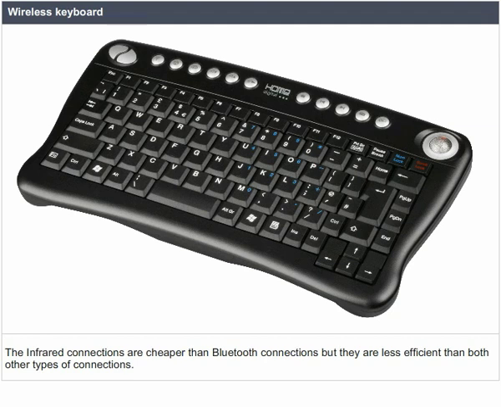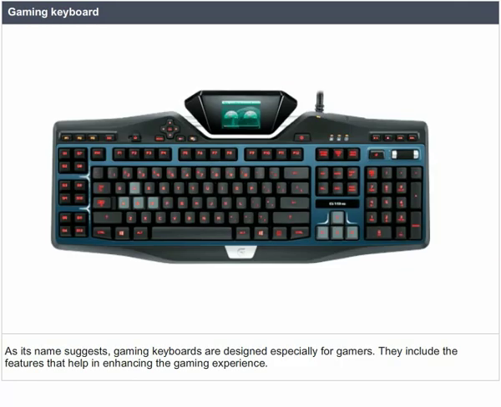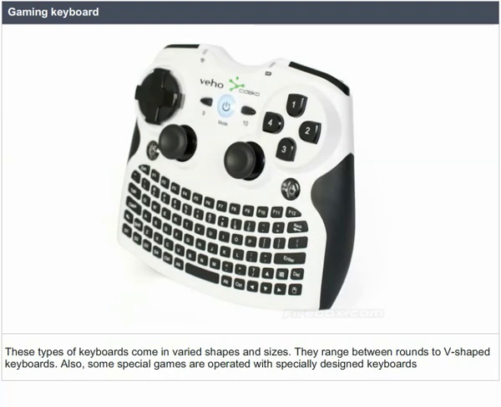Gaming keyboard. As its name suggests, gaming keyboards are designed specifically for gamers. They include the features that help in enhancing the gaming experience. Gamers enjoy a comfortable gaming experience with the help of this keyboard. These types of keyboard include features like volume control, key lighting, programmable keys, and touchscreens that help in making the gaming more comfortable. These types of keyboards come in varied shapes and sizes. They range between rounds to V-shaped keyboards. Also, some special games are operated with specifically designed keyboards.